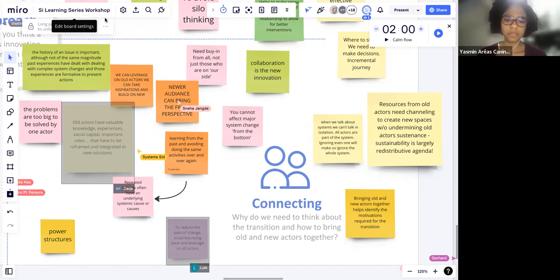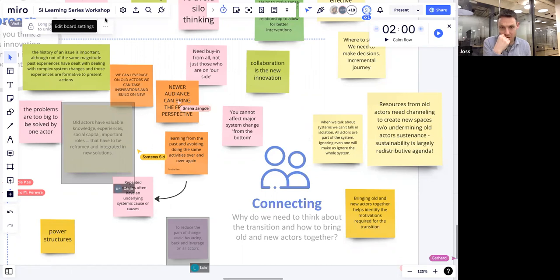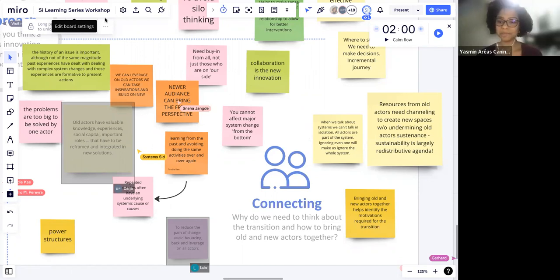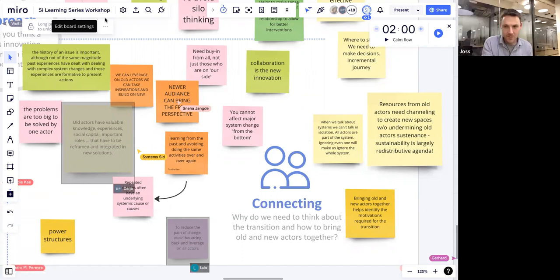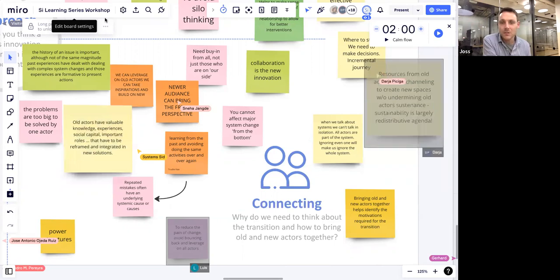Need buy-in from all, not just those who are on our side. That's a great point. And it's good to recognize how difficult this actually is, right? We often avoid this for a good reason, because it's very difficult dealing with the incumbent actors and somehow enabling a synergy with them. And as you say, the transfer of resources from the incumbent system to the new. We know most of that is not a synergistic relation, right? It's a competition and so forth.